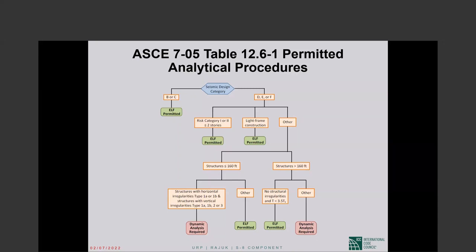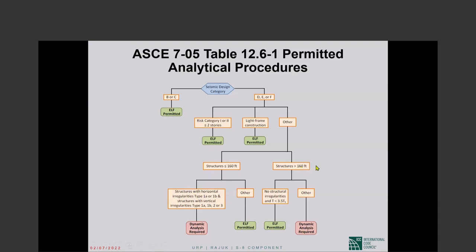Anyway, so a structure no taller than 160 feet, if it has any of those bad irregularities, you shall do dynamic analysis. If a structure no taller than 160 feet does not have any of those irregularities, even if it has other irregularities, you shall be able to design on the basis of equivalent lateral force procedure.